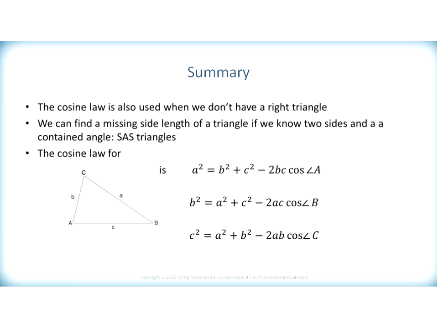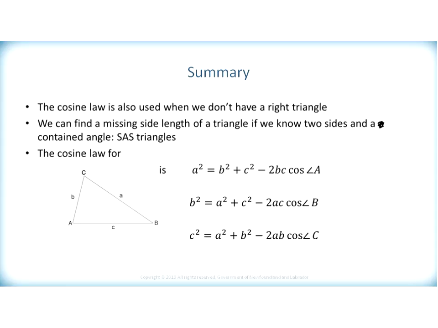So to summarize, the cosine law is also used, much like sine law, when we don't have a right triangle, or in other words, we have an oblique triangle. We can find the missing side length for cosine law if we know two sides and a contained angle. So they're called SAS triangles.